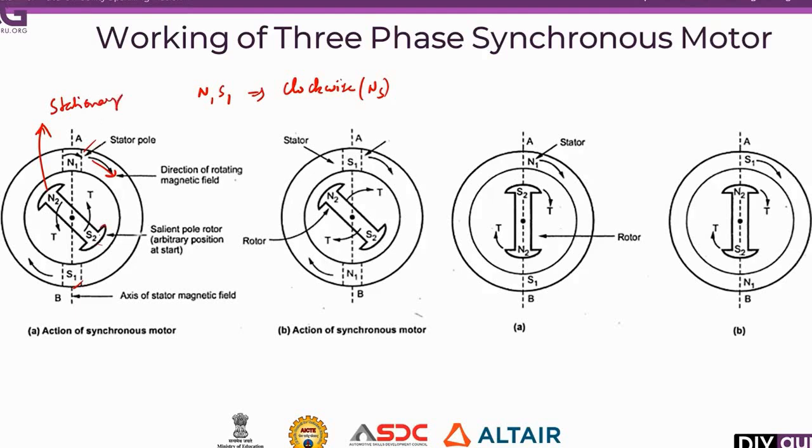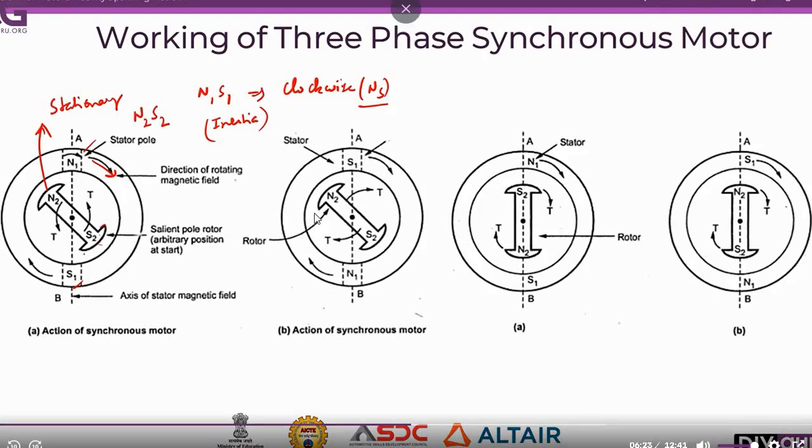Since the rotor poles are excited, they will have two poles, N2 and S2. As N1 and S1 rotate at the speed of Ns, these two, N2 and S2, will not be able to catch up with N1 and S1 because of inertia. Because of inertia, these two poles will not be able to catch up with the poles N1 and S1. So there won't be any magnetic locking happening at the initial stage.